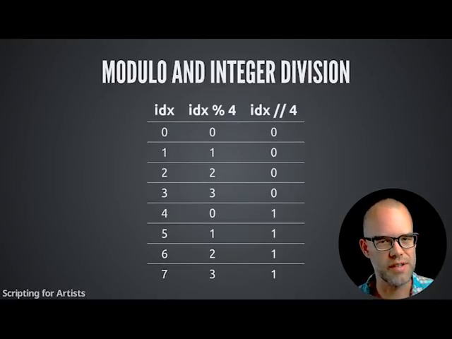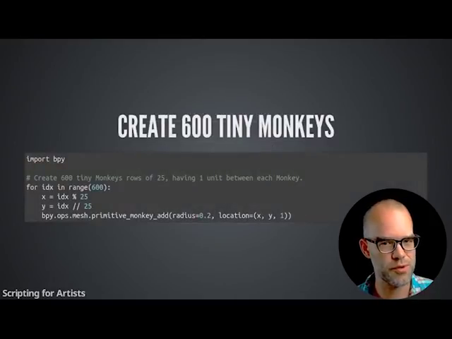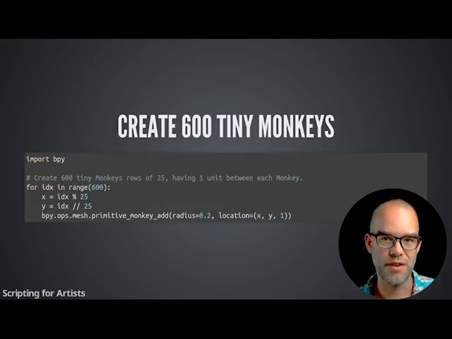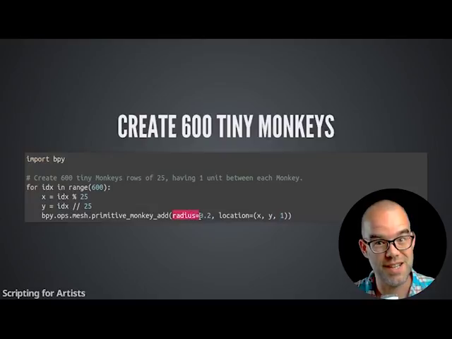Let's go back to our monkeys. We want 600 of them, so rows of 4 would be a bit narrow, so that's why we go up to 25. Now that we have our x and y coordinate, we can pass them to the operator. We pass them as the location parameter, and of course it's in 3-dimensional space, so we need to pass a z coordinate as well. We just pick 1. And we want to create a tiny monkey, so the radius equals 0.2.